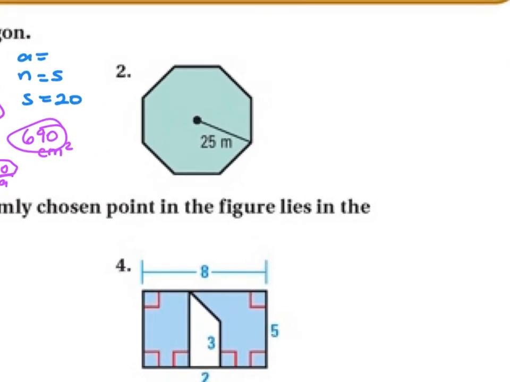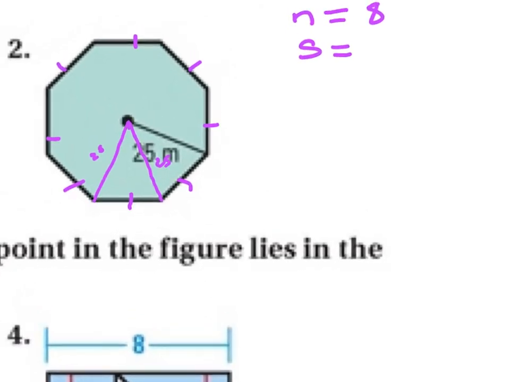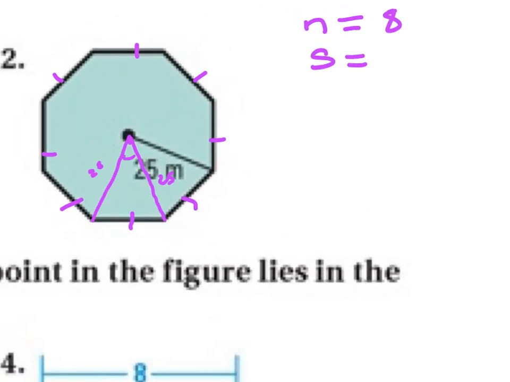Number 2: 1, 2, 3, 4, 5, 6, 7, 8 sides. So again, we don't know A. The number of sides is 8. The length of each side we don't know either. What they gave you this time is the radius. So we could draw these radii anywhere because they'll all be the same, 25 and 25. Now I'd have to do 360 divided by 8, which is 45. That's the big angle at the top. As soon as I draw in the apothem, I take that 45 and cut it into 22.5 and 22.5. So now I've got a triangle on the inside.